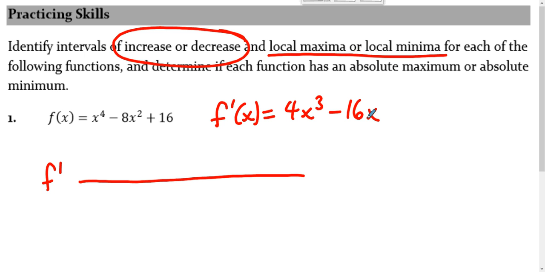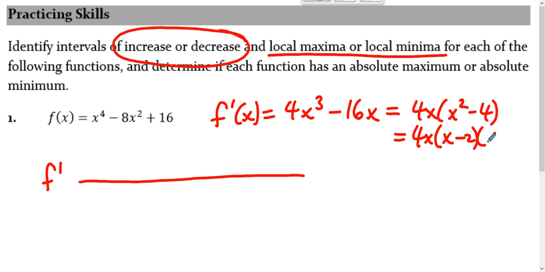But it'd be nice if we could factor this. So we'll pull out a 4x and then that difference of 2 squares. So there are 3 places where f prime is 0. F prime is 0 at -2 and 2 and 0, and we mark those on the number line.